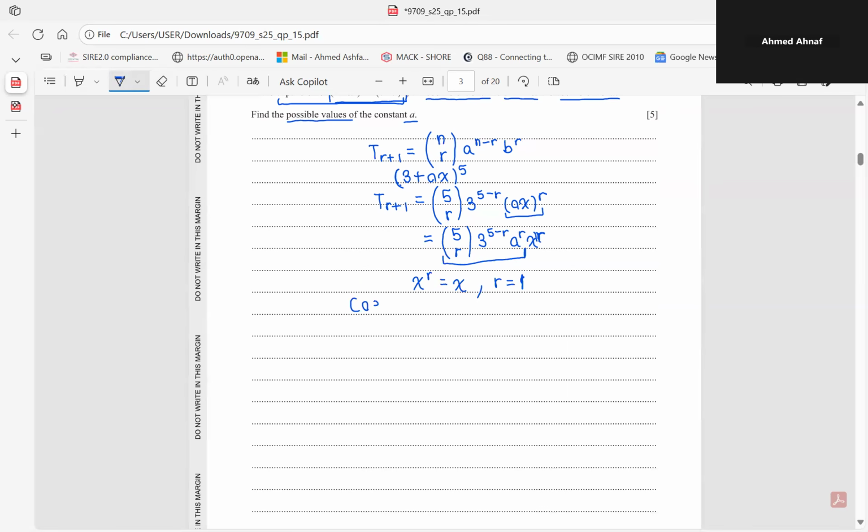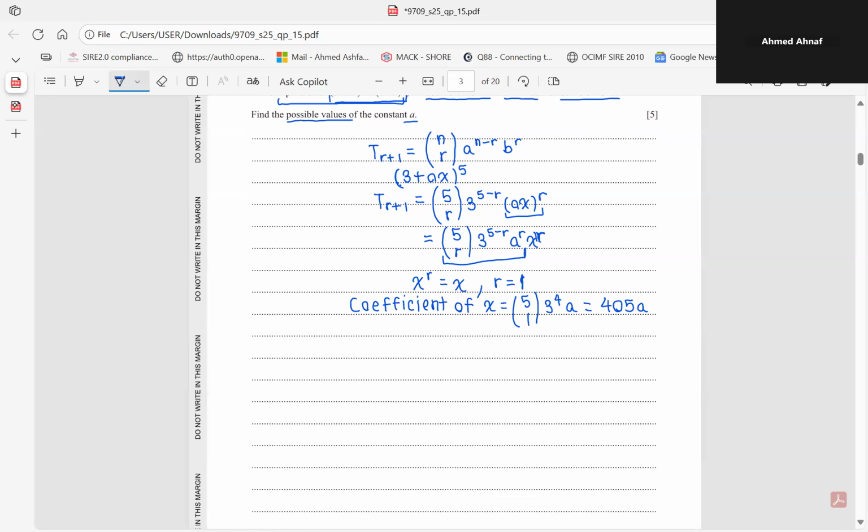So our coefficient of x will just be 5 choose 1, times 3 to the power 5 minus 1, which is 4, times a to the power of 1. So simplifying all this, 5 choose 1 is 5, times 3 to the power of 4, that's 405. So we get 405a. And now let's find the coefficient of x squared.